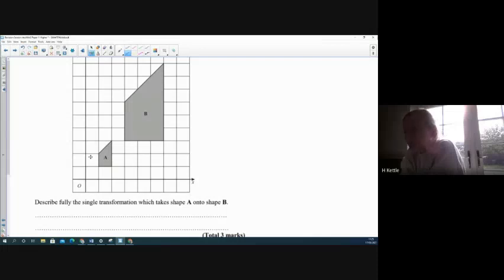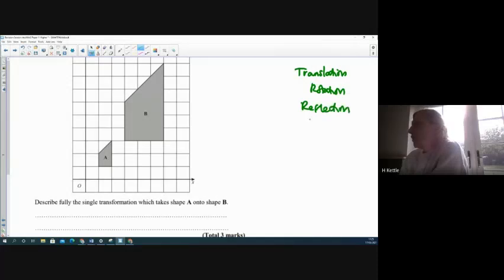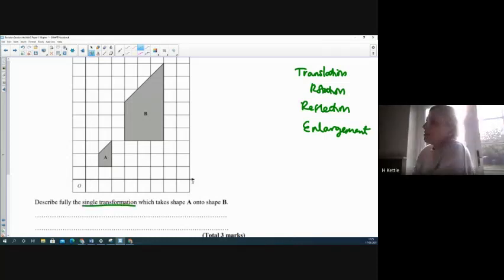Okay, next question. Describe fully the single transformation which takes shape A onto shape B. Now, when you're asked for a single transformation, you've got a choice. You've got translation, rotation, reflection, or enlargement. And because they're saying describe fully the single transformation, you are only allowed to write one of those words. And as soon as you write more than one, the examiner thinks that you're hedging your bets or trying to give more than one answer. So if it says the single transformation, make sure you're only picking one of those words.